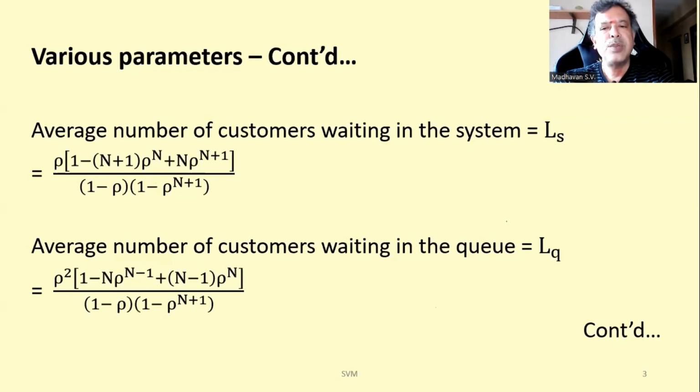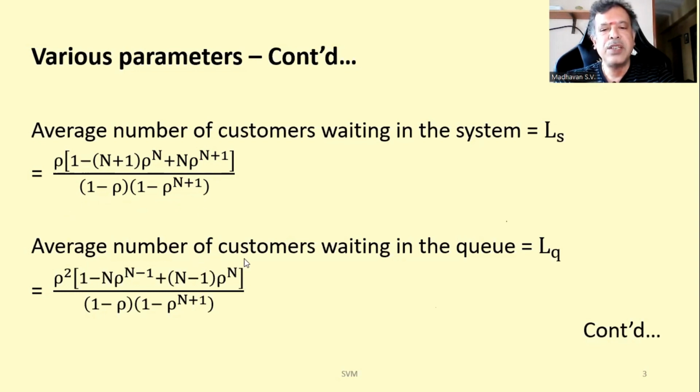The average number of customers in the system can be found as L suffix S equal to rho times [1 minus (capital N plus 1) times rho power capital N plus capital N times rho power capital N plus 1], the whole thing divided by (1 minus rho) times (1 minus rho power capital N plus 1).